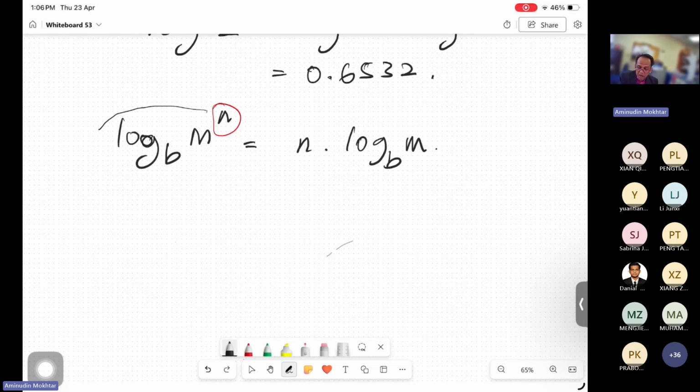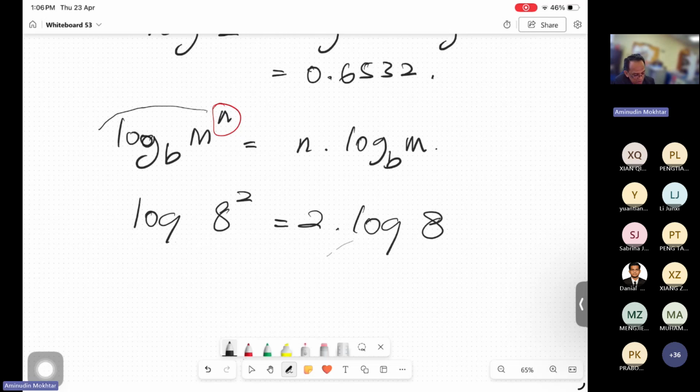For example, let's say log 8 to the power of 2. This is equal to 2 times log 8. The 2 is the power. We can bring down the power and put it in front of the log as a multiplier. We just write 2 times log 8. That's how to apply property number 3 of the log.